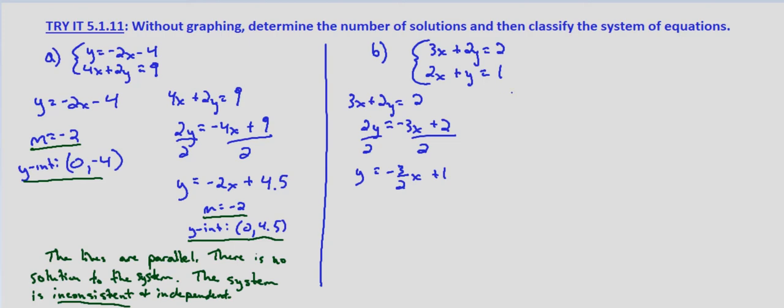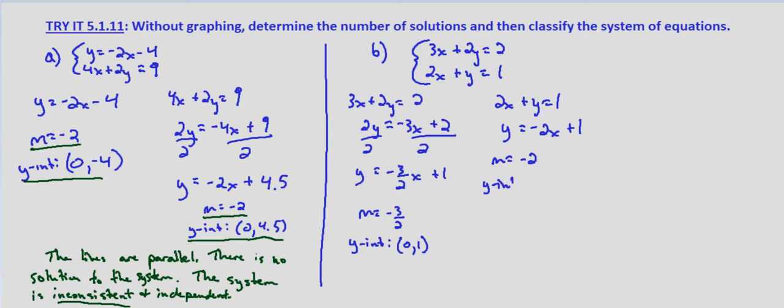Our second equation, we have 2x plus y equals 1. Subtract 2x from both sides, y equals negative 2x plus 1. So with our first equation, our slope is negative 3 halves, and our y-intercept is (0, 1). With our second equation, our slope equals negative 2, and our y-intercept is (0, 1). Yes, the same y-intercept, but different slopes.